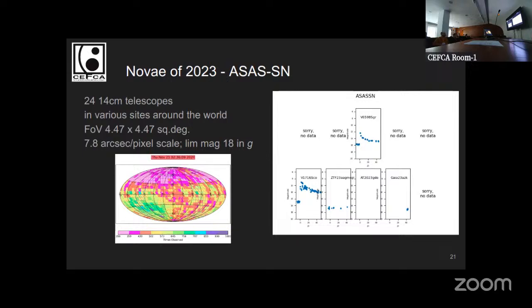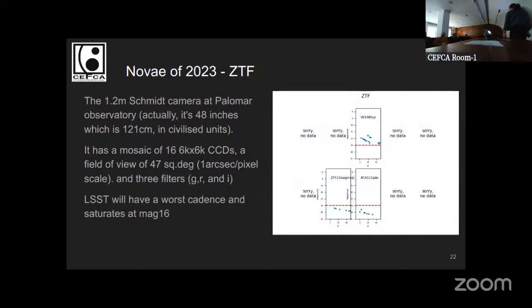ASAS-SN is an automatic survey. It has 24 small telescopes all around the world. It has beautiful time sampling. The figure on the bottom right shows the number of images taken over the last 10 years of each field that they're observing, in one band, in g. And you can see that they actually managed to probe the light curve very nicely, but only about 2 of them. And then there's ZTF. ZTF is on one telescope. It's a Schmidt camera in Palomar, and it has 3 light curves. 2 are bad, and 1 is okay.